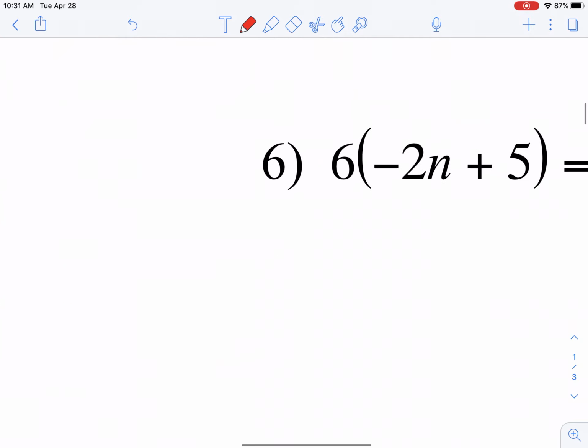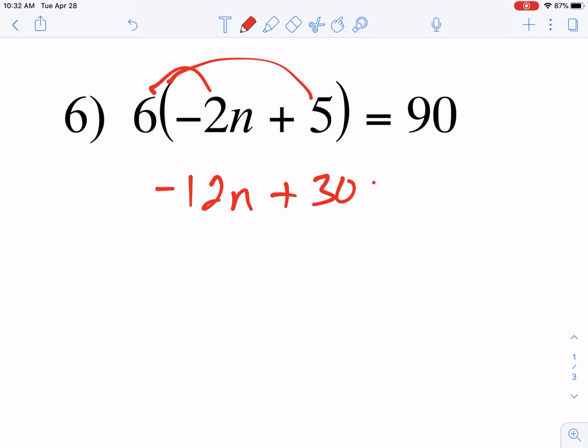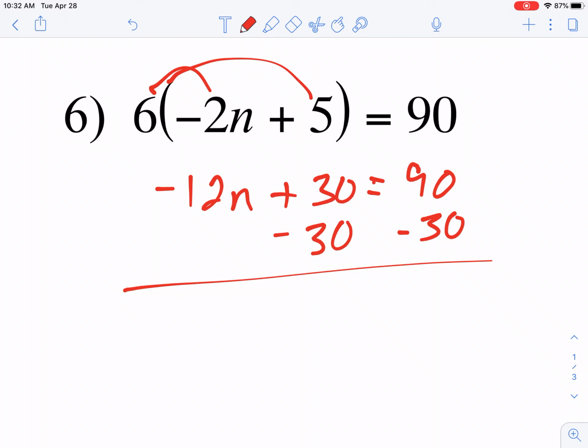Looking at problem 6, we have 6 times negative 2 is negative 12. N comes down with it. 6 times positive 5 is positive 30, equal to 90 still. I want to get rid of the plus 30, so I'm going to subtract 30 from both sides. Negative 12n drops down. The 30's cancel. 90 minus 30 is 60.